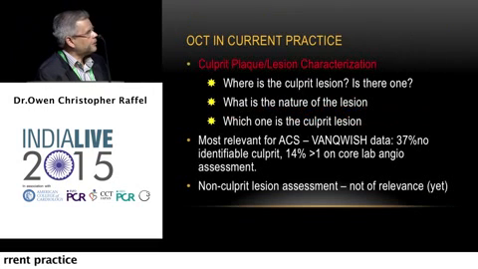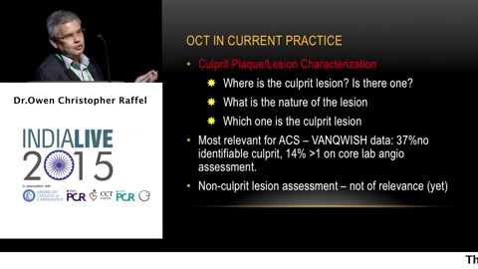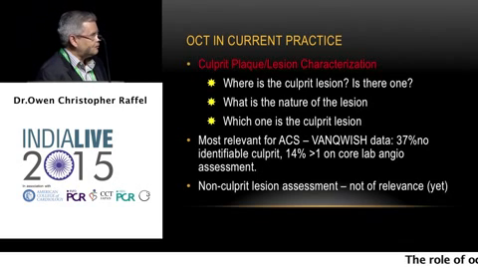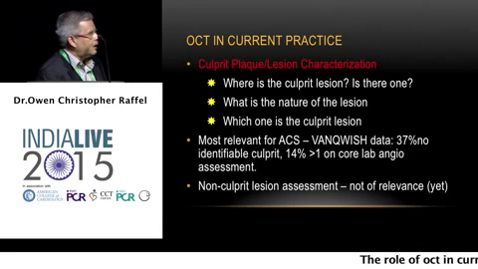So let's start with culprit plaque and lesion characterization. Where would I use this? Well, it's where there's a clinical need, where angiography is ambiguous, or I want a little bit more information. So where is the culprit lesion? Is there a culprit lesion at all? It could have been an embolus from atrial fibrillation, perhaps. What is the nature of the lesion? Do I need to stent it? You may have angiographically 2 or 3 lesions in an ACS, so which is the culprit lesion I need to treat? This is most relevant in ACS, and we've got old Vanquish data which shows that up to 40% of cases in ACS did not have an identifiable angiographic culprit.